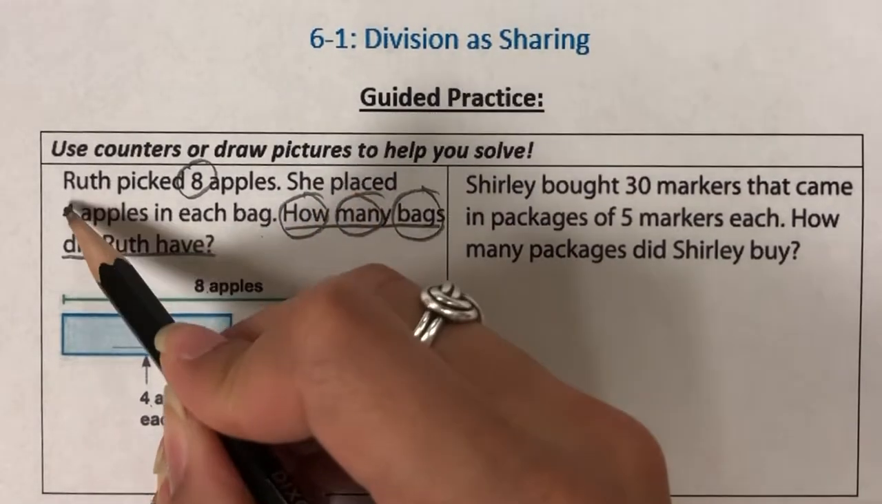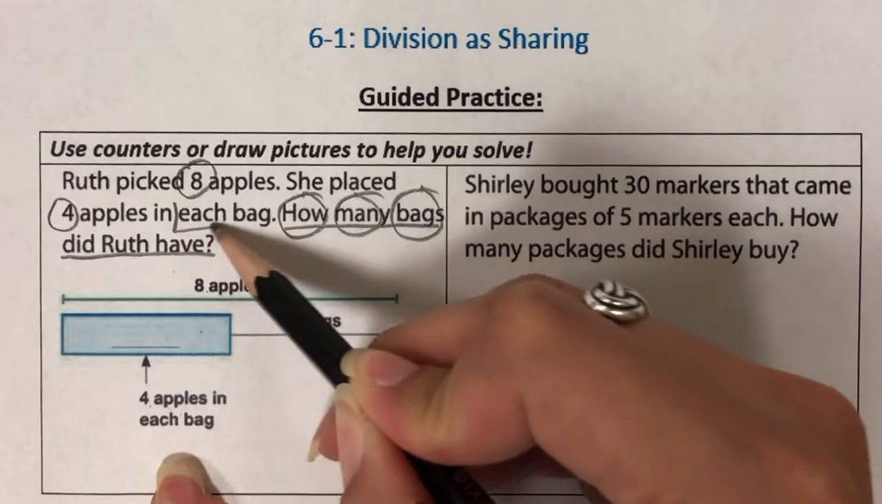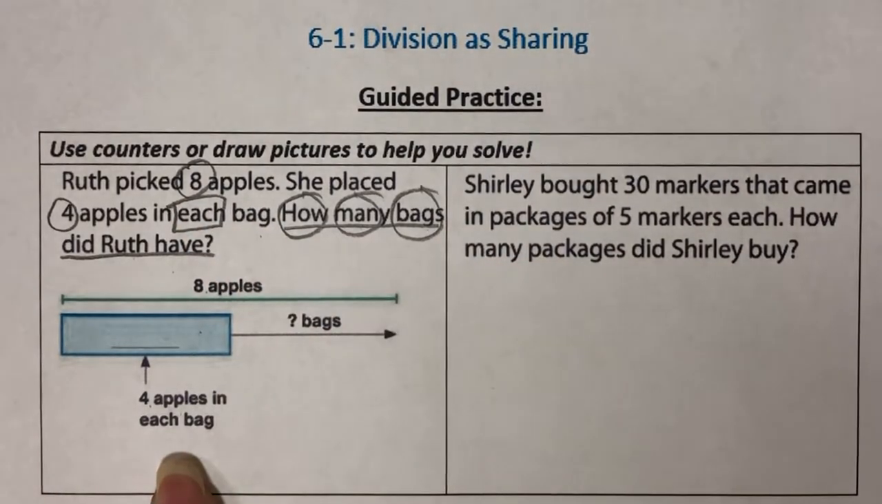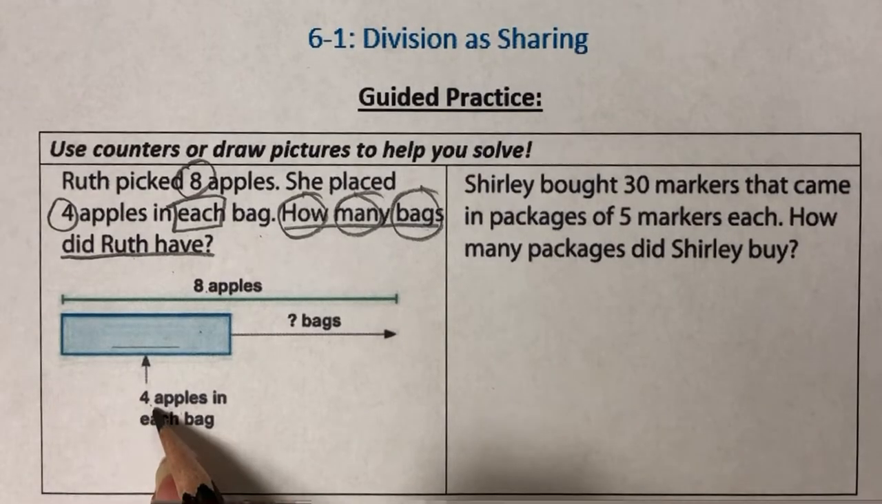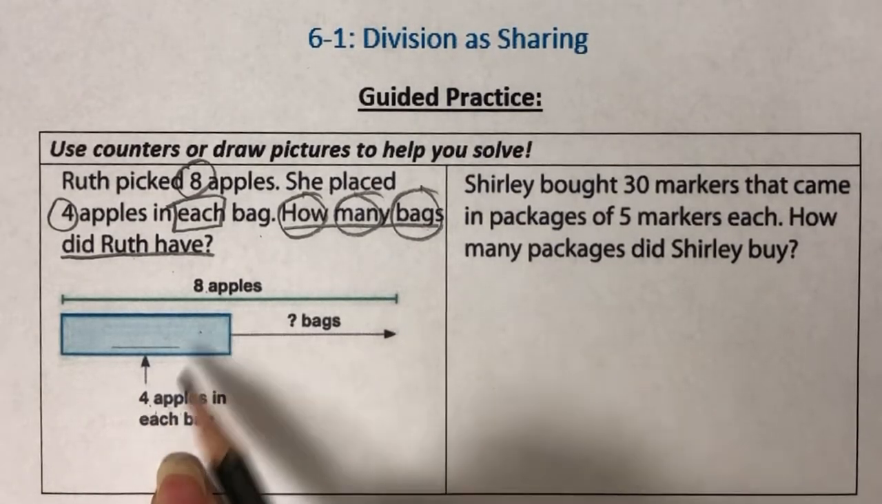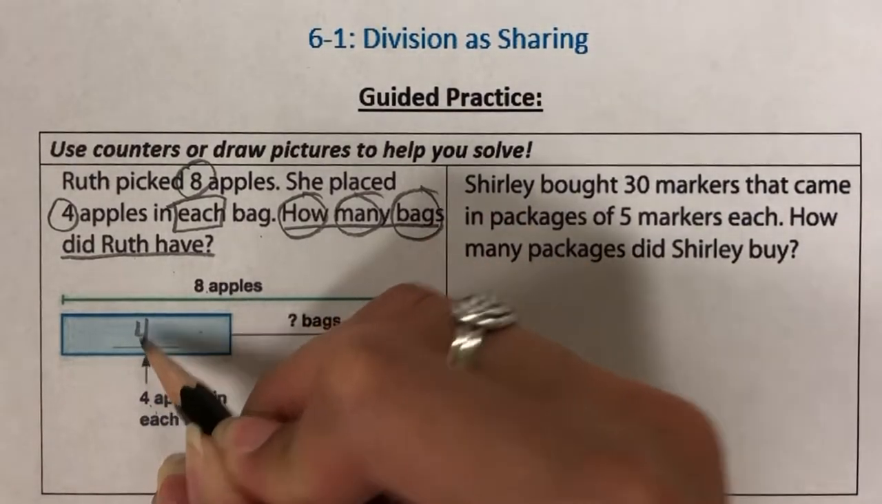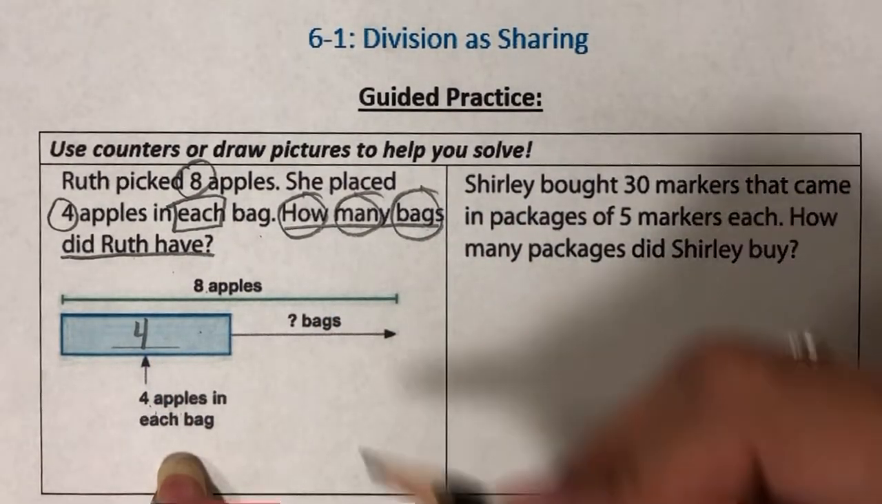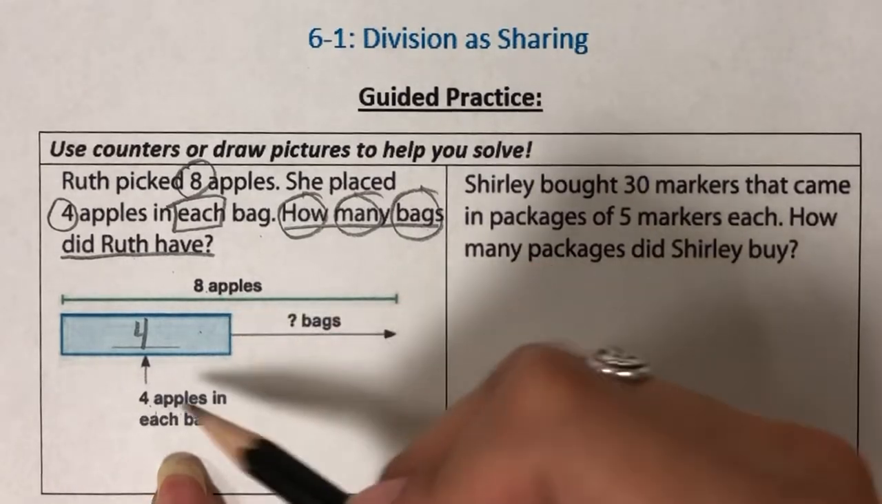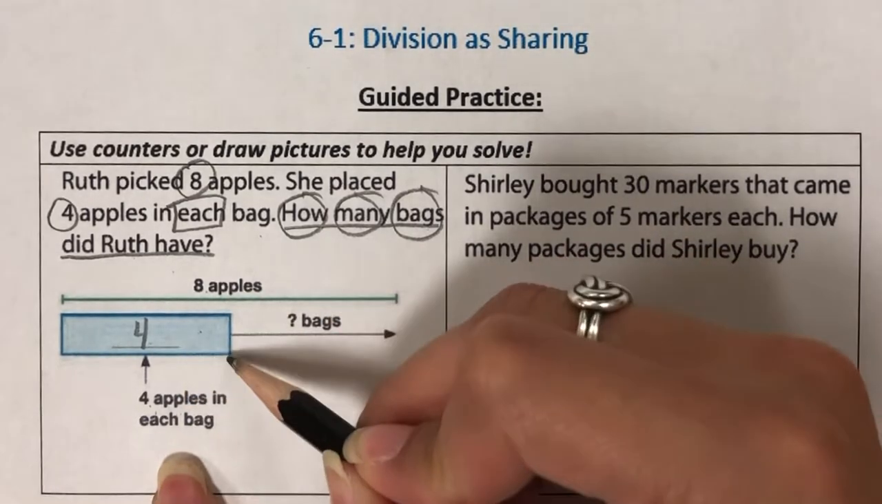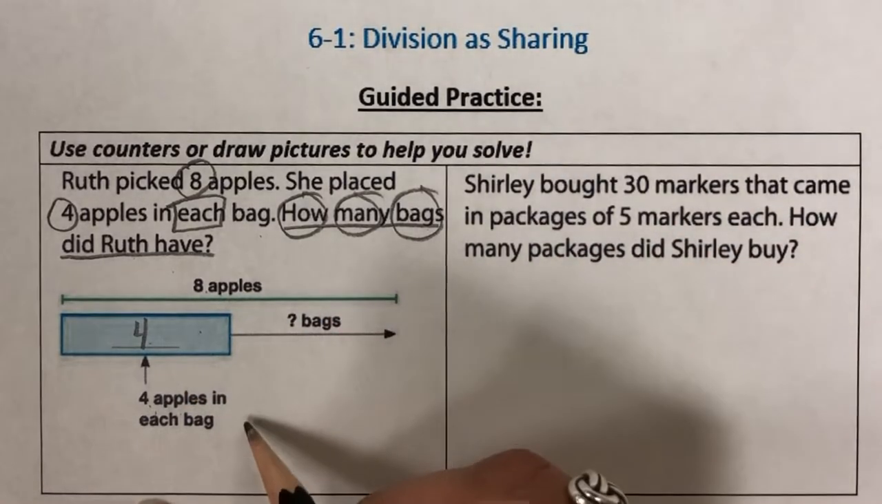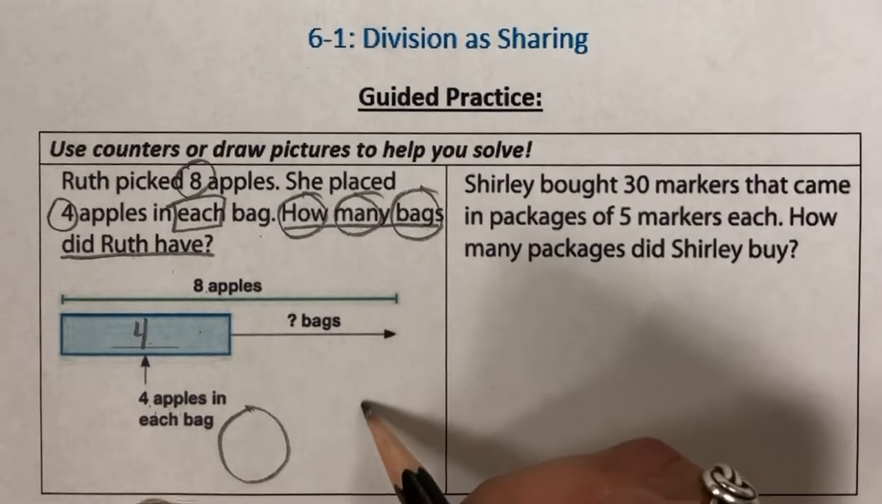She placed 4 apples in each bag. The number that we are repeating is 4. 4 in each bag. So how many times can we subtract 4 apples, 4 apples in each bag, before we run out of apples? So we have 4 here. I can go ahead and draw out my groups again.